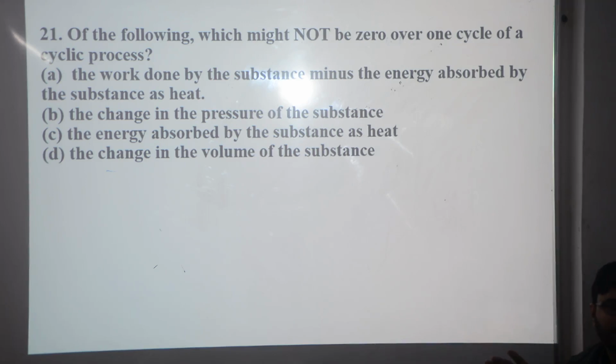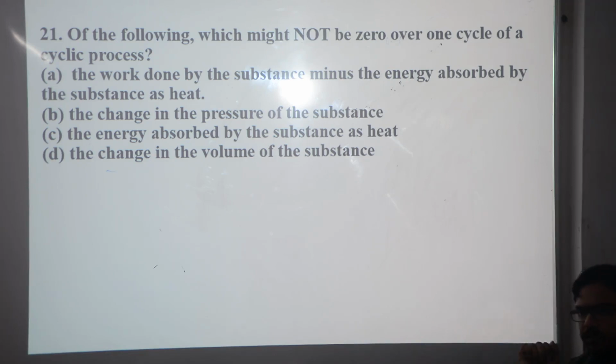Of the following which might not be zero over one cycle of the cyclic process? The work done by the substance minus the energy absorbed by the substance as heat. Let's see. The work done by the substance minus the energy absorbed by the substance as heat. It becomes zero in case of isothermal process.